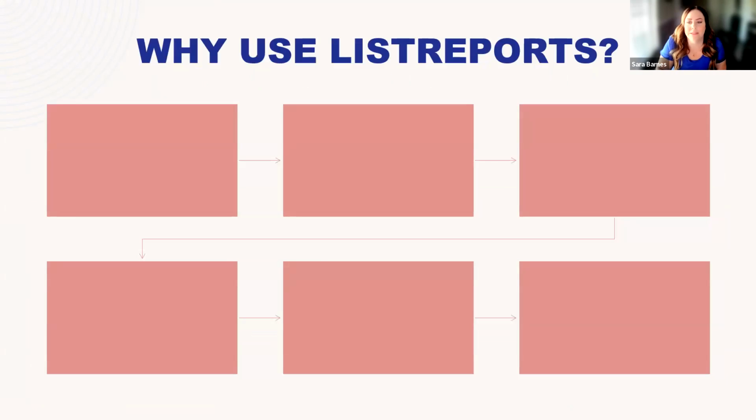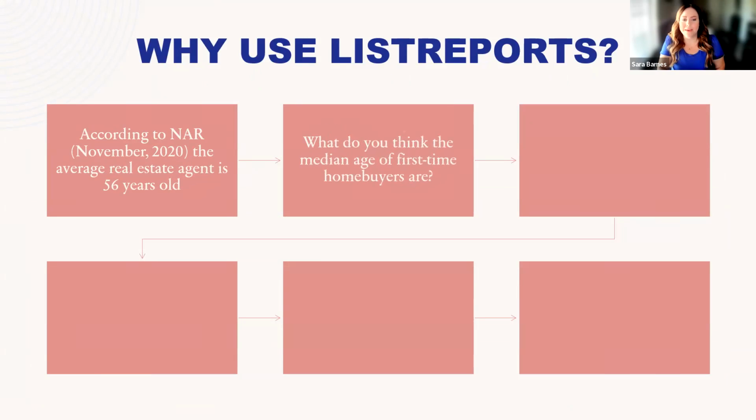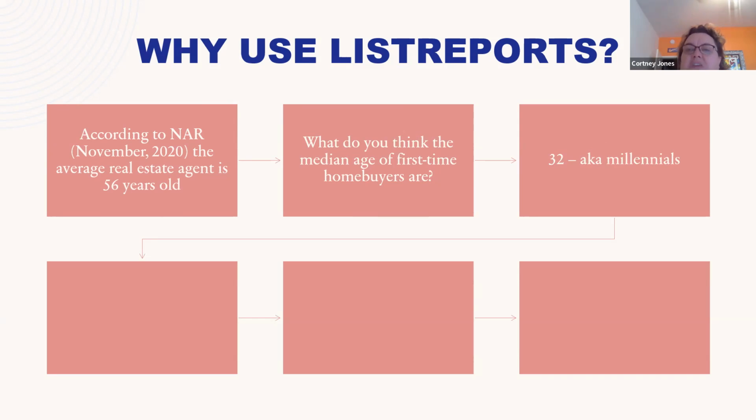So why use List Reports? Okay, you guys, according to NAR, the average real estate agent is 56 years old. And what do you think the median age of first-time home buyers is? 32, aka millennials. So insert the screens, right? Millennials. I feel like that's like a curse word these days. I am an elder millennial, but that is the truth, you guys. That's the average age of a first-time home buyer.